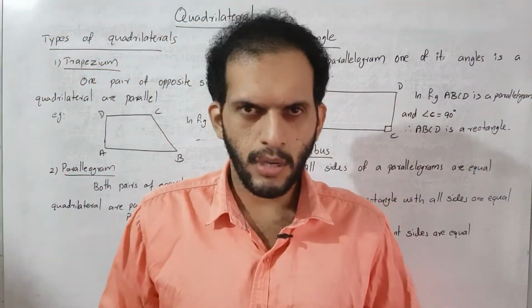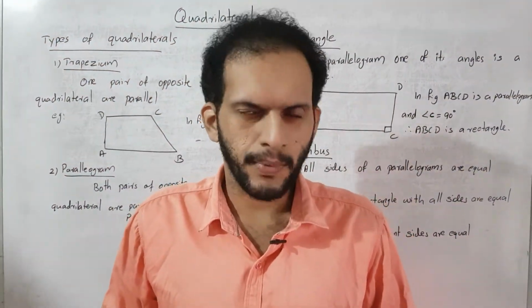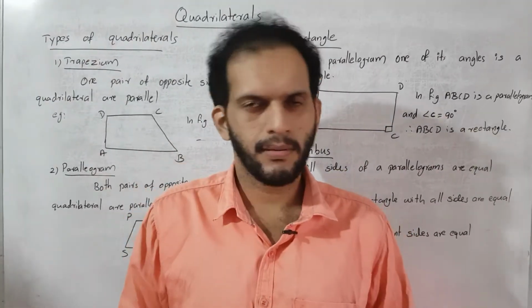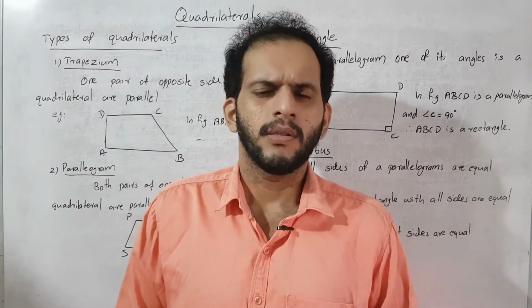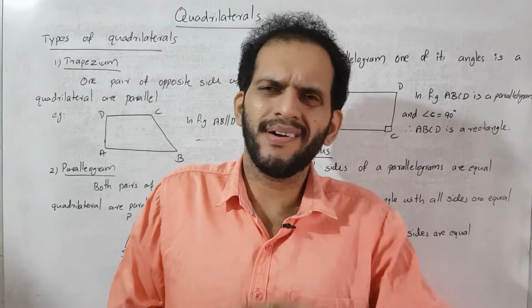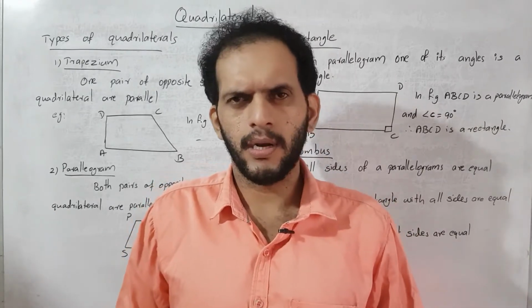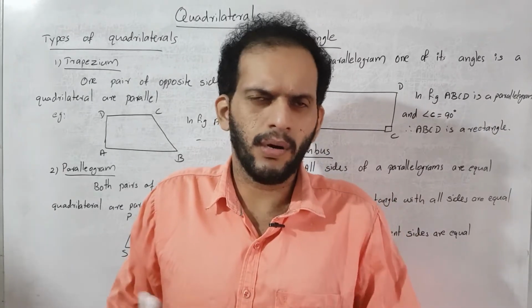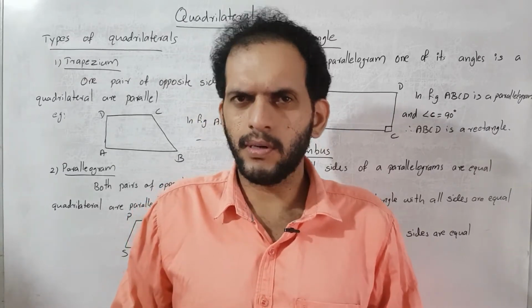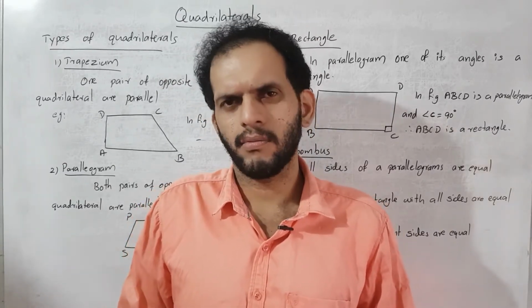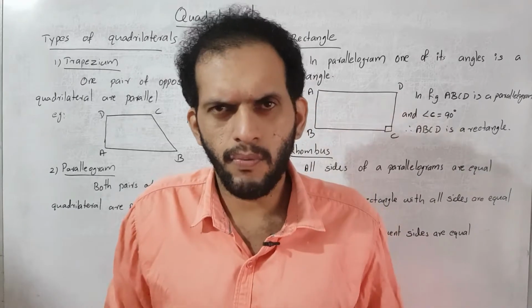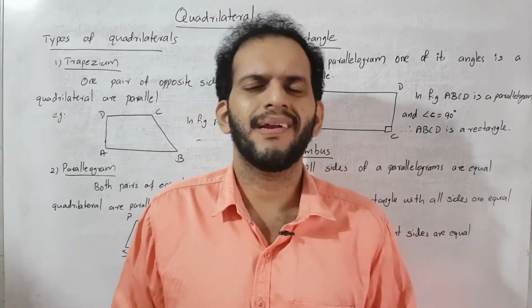Next, we go to our next chapter. The chapter is quadrilaterals. We already discussed the ideas about quadrilaterals. A quadrilateral means it's a four-sided figure that has four angles. And what is the angle sum of a quadrilateral? The angle sum of a quadrilateral is 360.